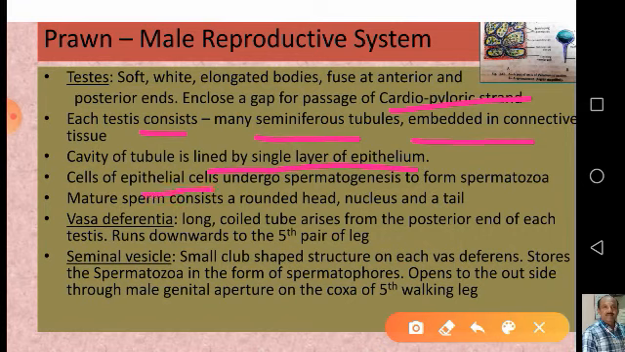Then cells of epithelial cells undergo spermatogenesis to form spermatozoa. And mature sperm consists of a rounded head, nucleus and tail. Just now we have discussed this by seeing in this figure.